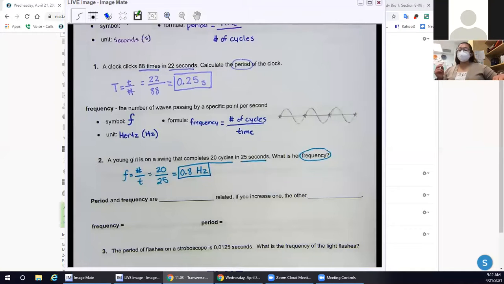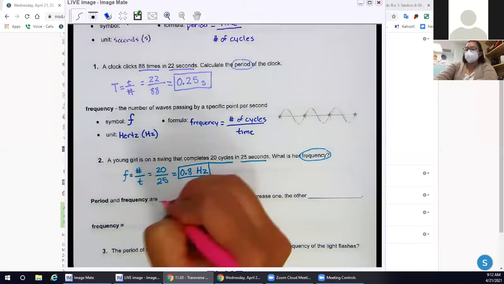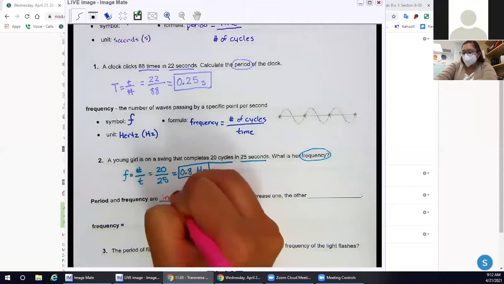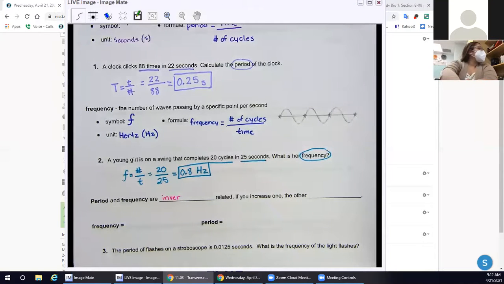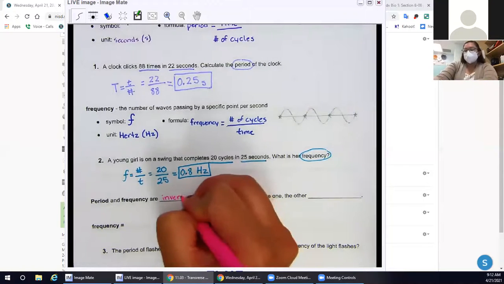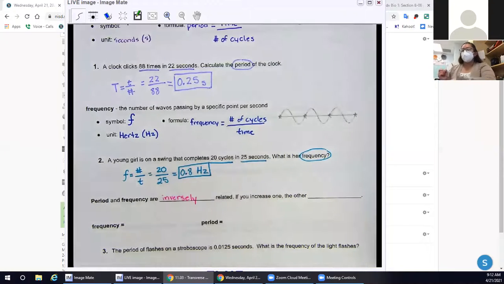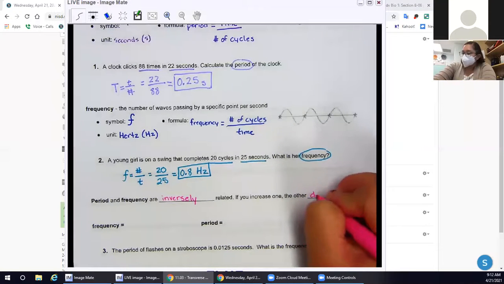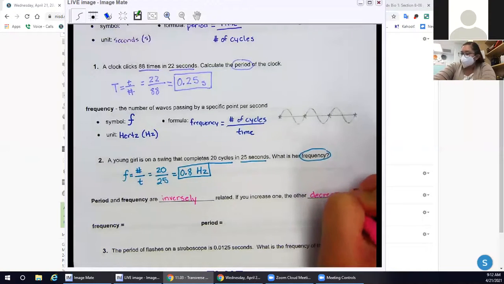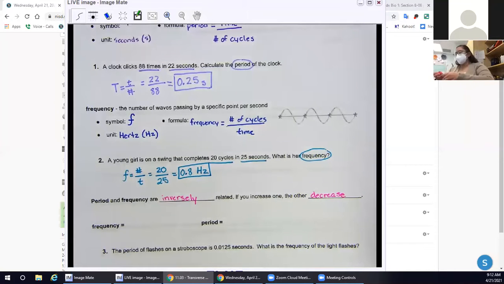All right, so like I said, the formulas for each other are kind of flipped. That means that period and frequency are going to be inversely related, meaning if you increase one, the other's going to decrease. If one goes up, the other goes down.